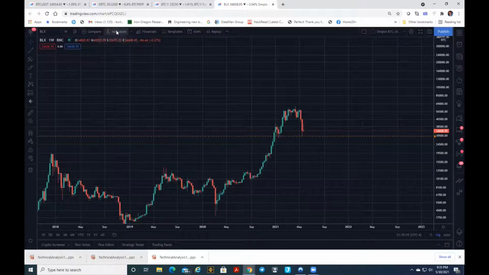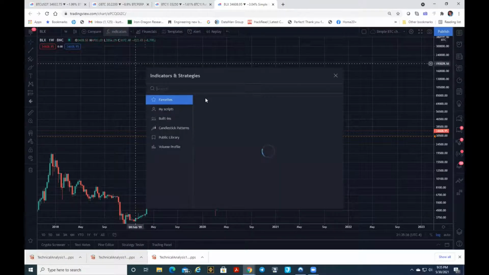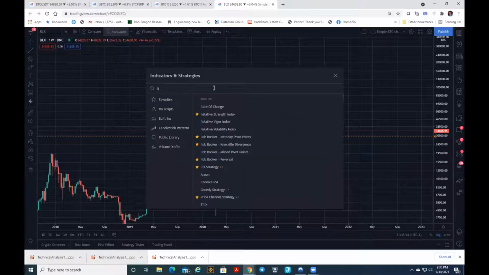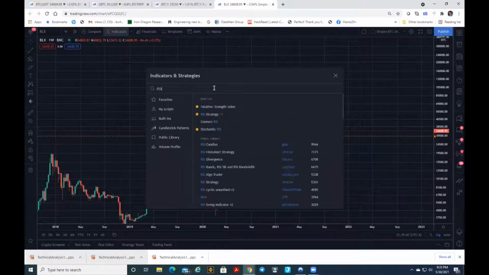This is probably one of the most widely used indicators across the trading markets, both in all indices, stocks, bonds, everything, cryptocurrency. It's a very, very good indicator. So to get this indicator on your chart, you're going to come up to the FX button up here, Indicators and Strategies. Give it a click and come over here and type in RSI. RSI is the ticker for Relative Strength Index.